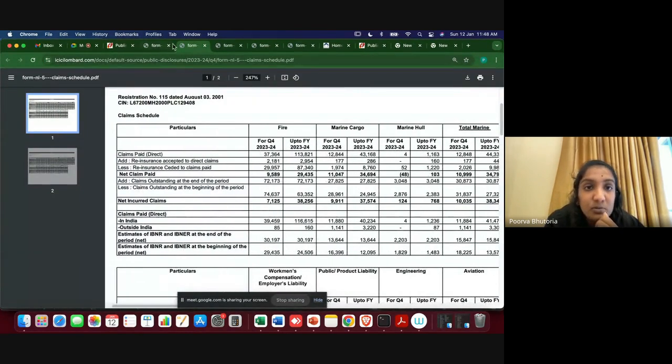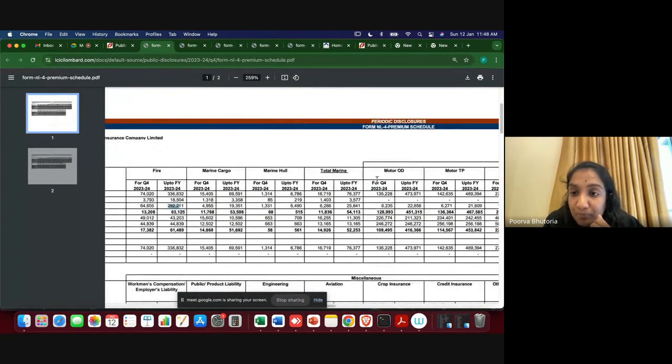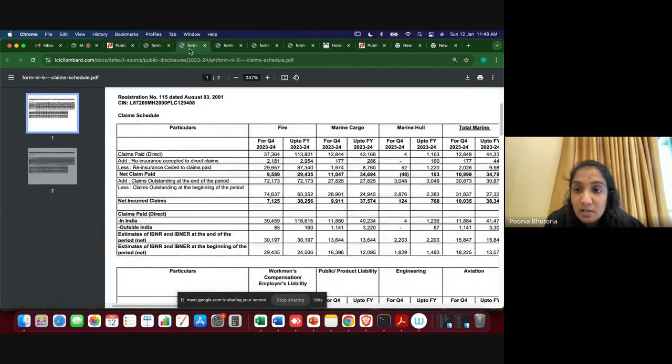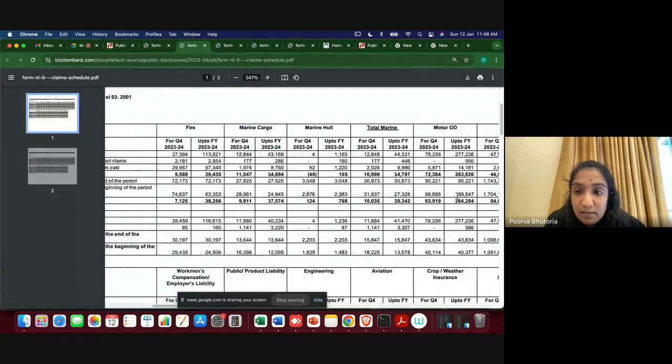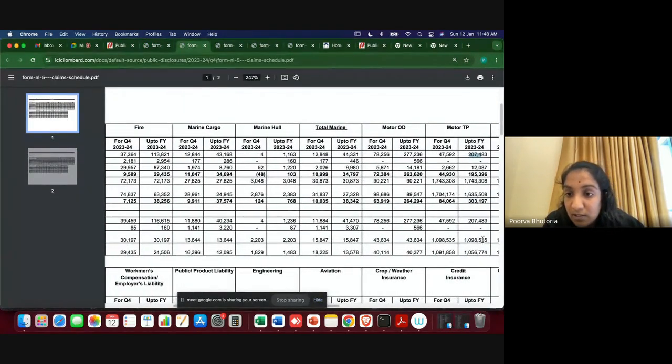Claims paid amount, I'm so sorry. Motor TP premium was 4,900 crores and the IBNR figure is close to 11,000 crores. This is only possible because motor TP is a long tail business. What do they mean by long tail business? That you are unaware about the claim even 12 years after it has occurred. So the IBNR component becomes a major component of the outstanding provision.